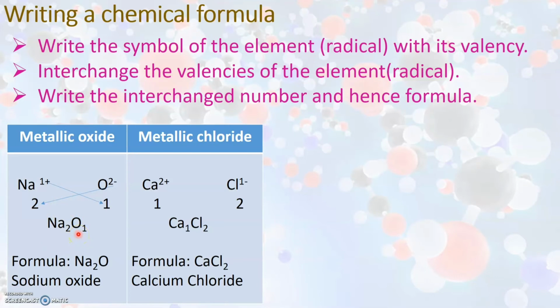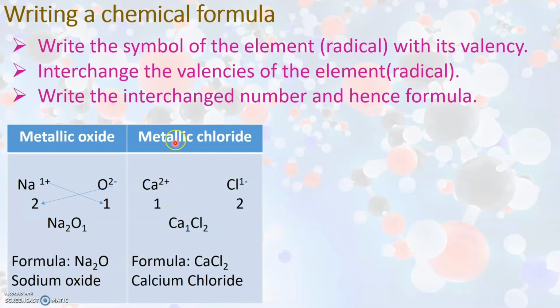Now, what do we have to do? Finally, we are going to derive the formula. So, whenever there is a 1, always ignore that 1. So, after ignoring this 1, we will derive the formula. That is Na2O. So, this Na2O is the chemical formula of sodium oxide.